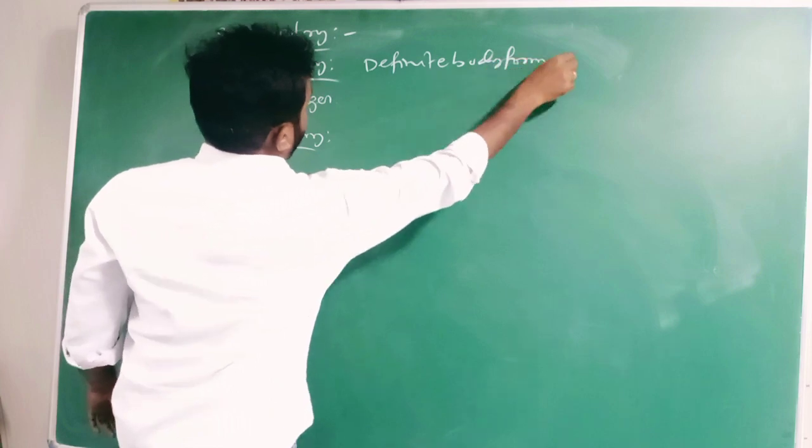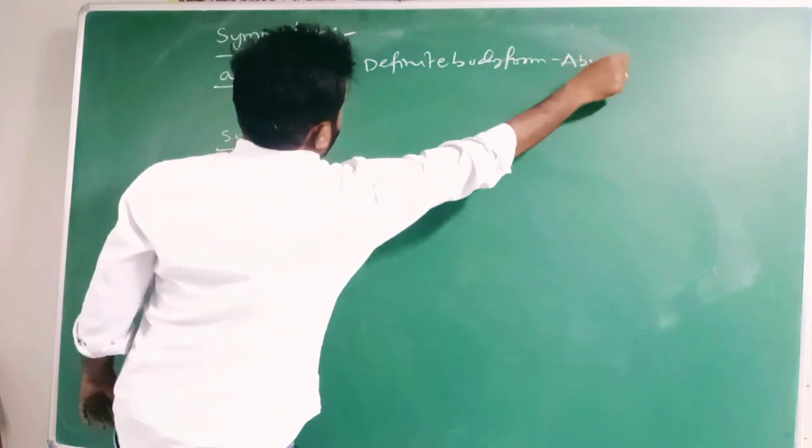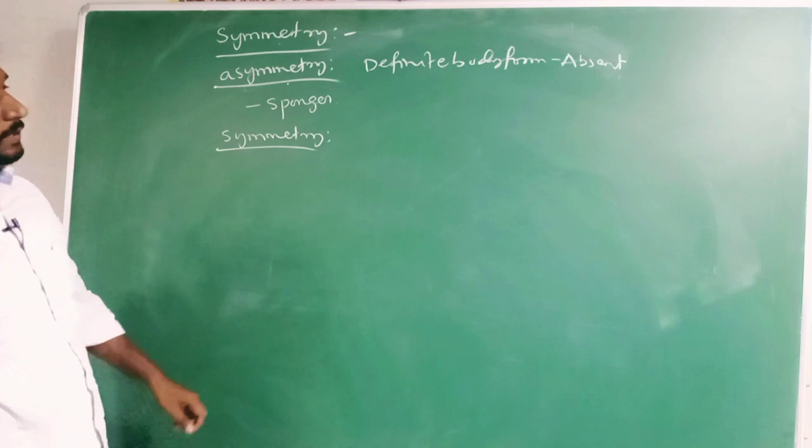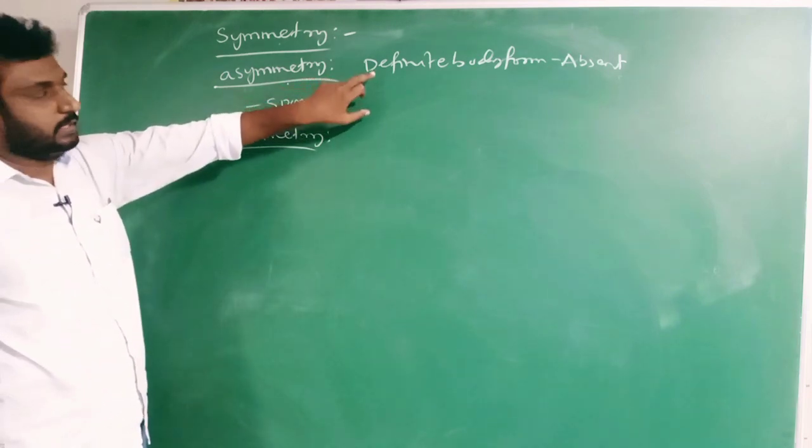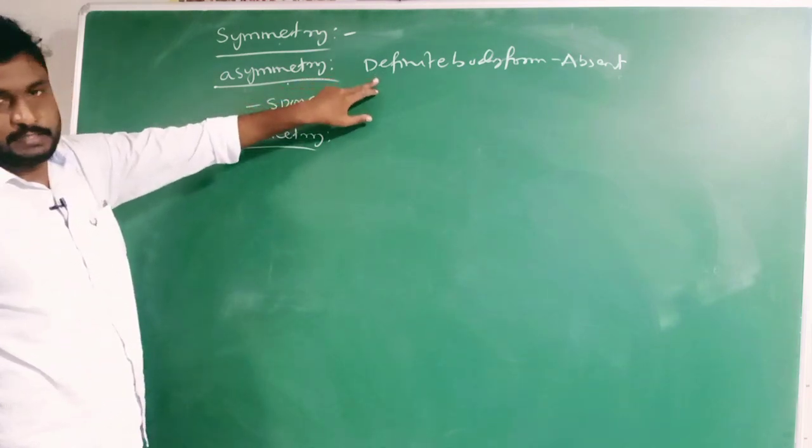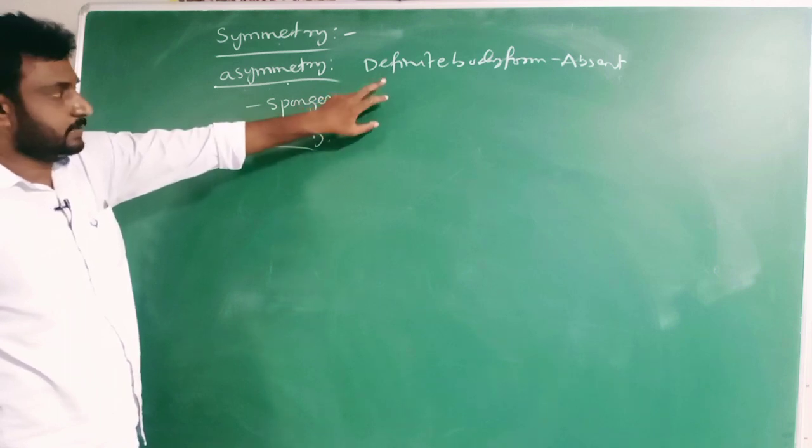So definite body form is absent. Lack of definite body form. There is an irregular arrangement of the systems, organs and organ systems, or the cells are irregularly arranged. Definite body form is absent.